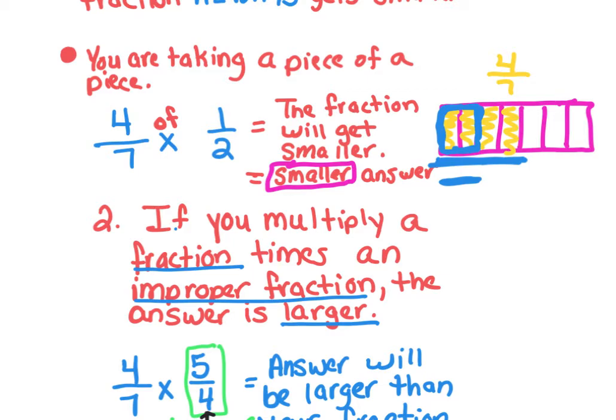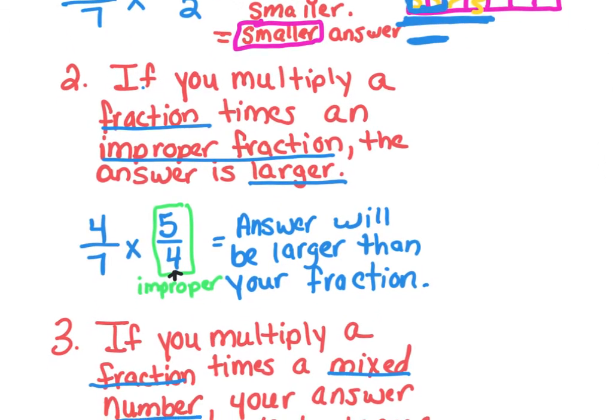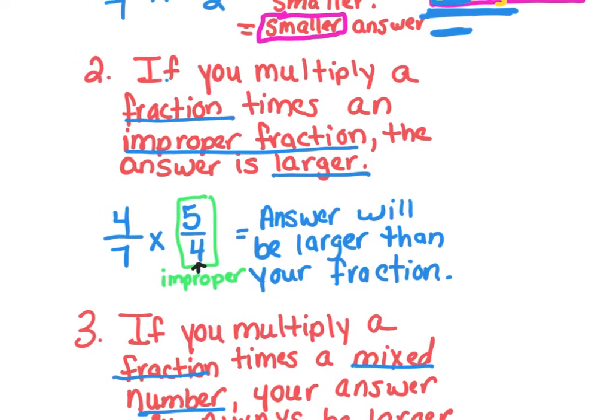All right, make sure you wrote that down. If you didn't have time to finish writing, pause the video and then move on to number 2. Number 2, if you multiply a fraction times an improper fraction, the answer is going to be larger. It will always get larger, because if you multiply a fraction times an improper fraction, you must always get a larger answer.